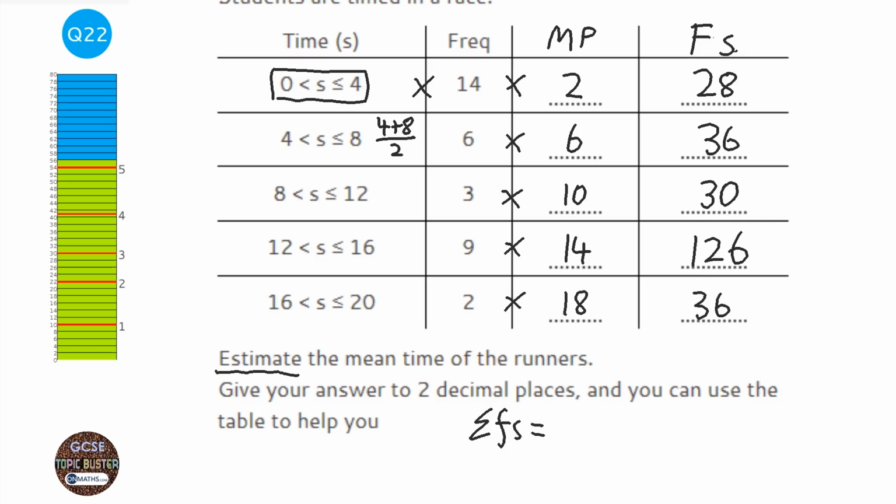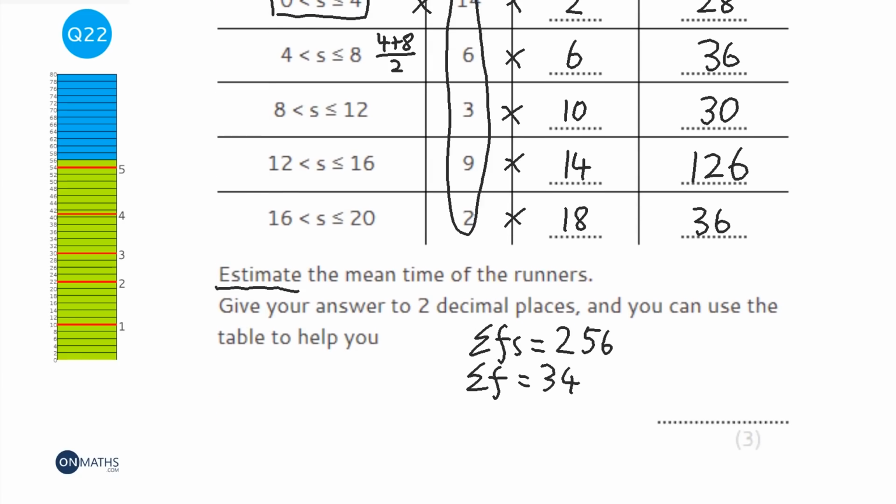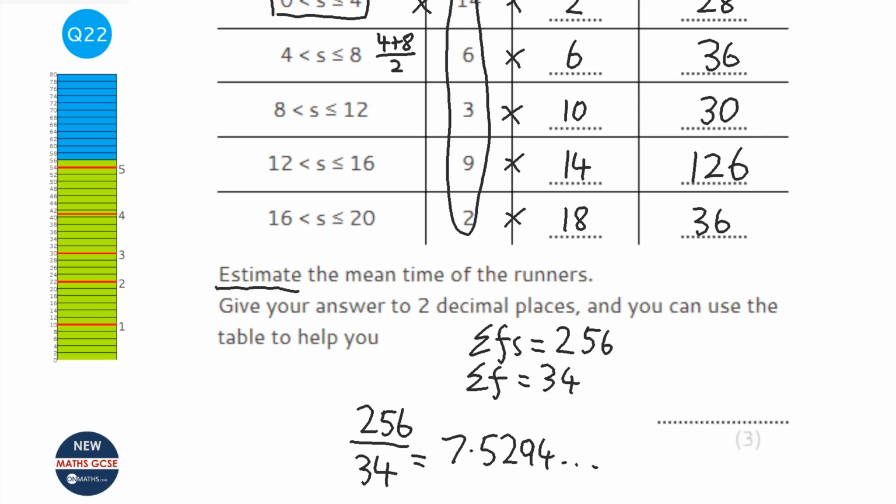Then we need to find the sum of the fs column. So we're going to add up 28, 36, 30, 126 and 36 on the calculator, which is 256. And then we're going to sum up the frequencies, which is this column here. So 14 plus 6 plus 3 plus 9 plus 2, which is 34. And then we're going to get the 256, which is all our values added together, and divide it by 34. So 256 divided by 34. And I get the answer of 7.5294 and so on.